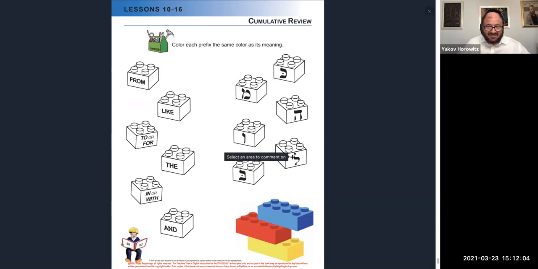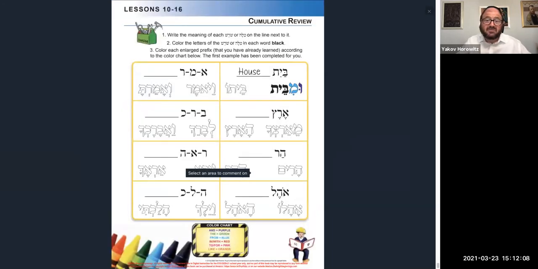Lamed is to, and beis is in. So that's just a cumulative review of all of these prefixes that we learned. Again, we learned 6 prefixes. That's a lot. That's a very big portion of the prefixes that you're going to need to do Chumash.